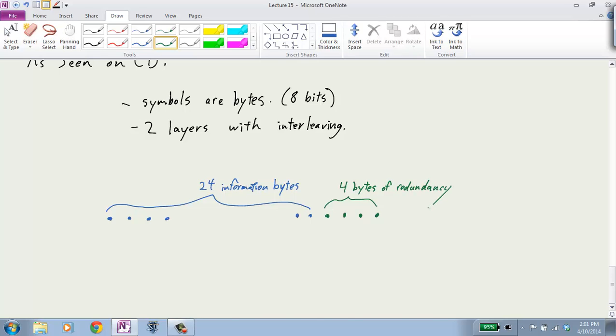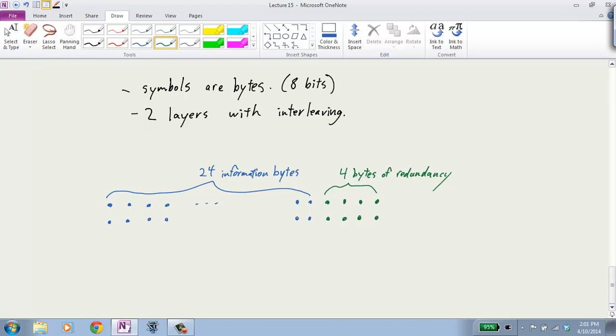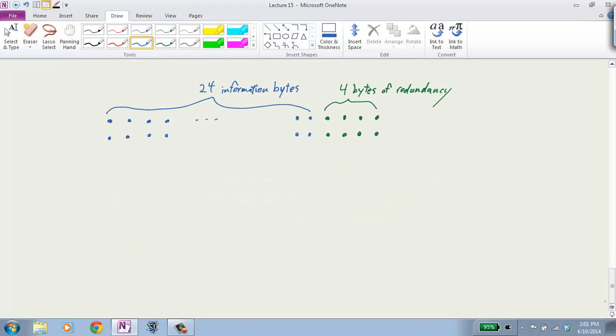All right. Then you go in and you do another row, and I'm going to make it into a grid on purpose here. So you take the next block of 24 bytes of information. Okay. And you, again, encode that. And you do this over a whole bunch of blocks. In fact, you keep doing this until you've done it 28 times. All right.